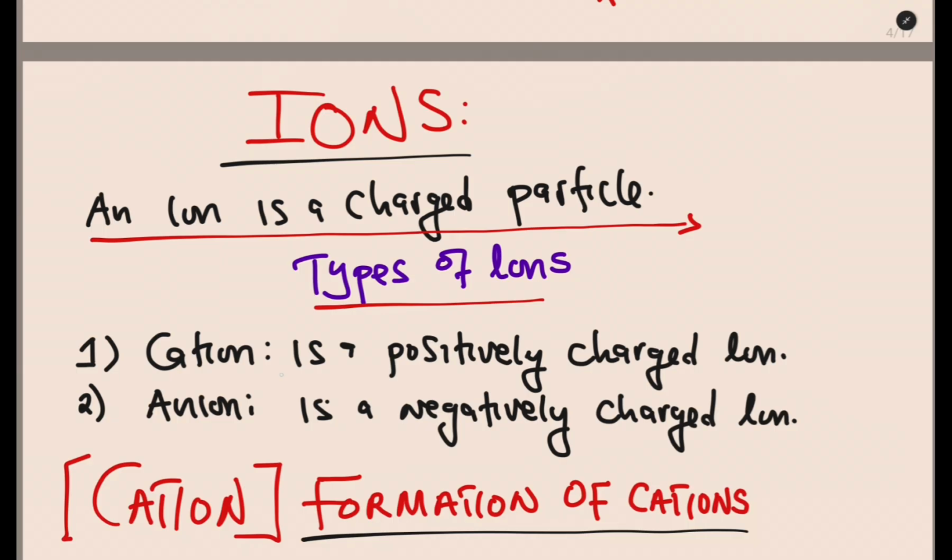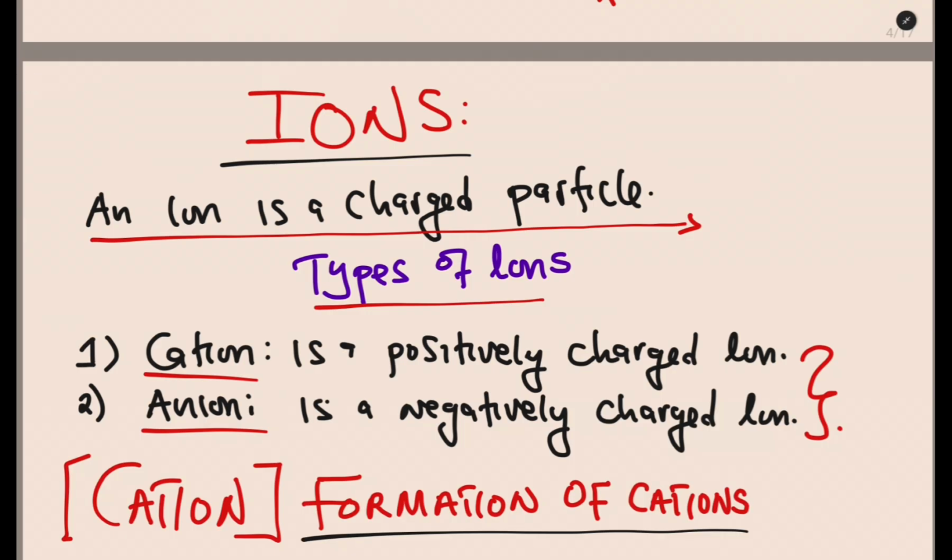So we have two types of ions. We have the positively charged ion called a cation. So a cation is a positively charged ion. And we have what we call an anion. However you pronounce it, we'll meet in spellings. It is a negatively charged ion. So these are two types of ions that we can look at. But the question is, how are these ions formed?